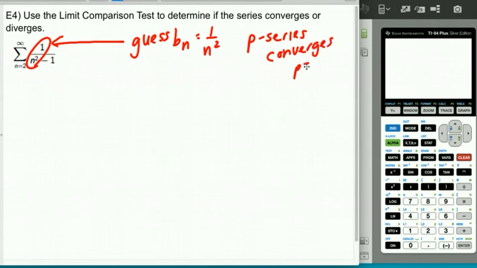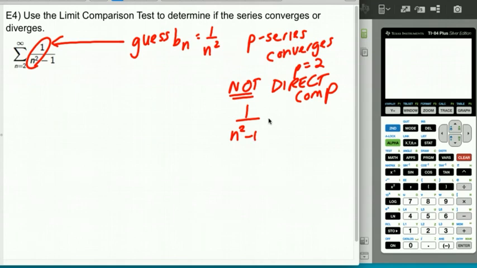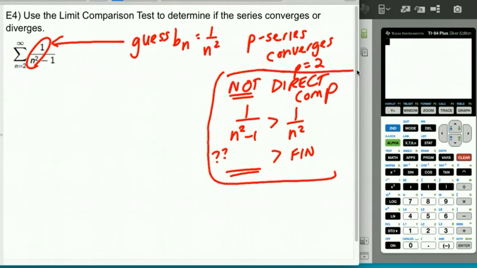So I want to show you why you can't use direct comparison here. I understand that for this exact example I told you to use limit comparison, but the reason it's not direct comparison is because 1 over n squared minus 1 is bigger than 1 over n squared, right? Bigger than finite is not something we know the answer to. Bigger than finite could be finite, bigger than finite could be infinite, we don't know, right? So that's not helpful. I can't use direct comparison.